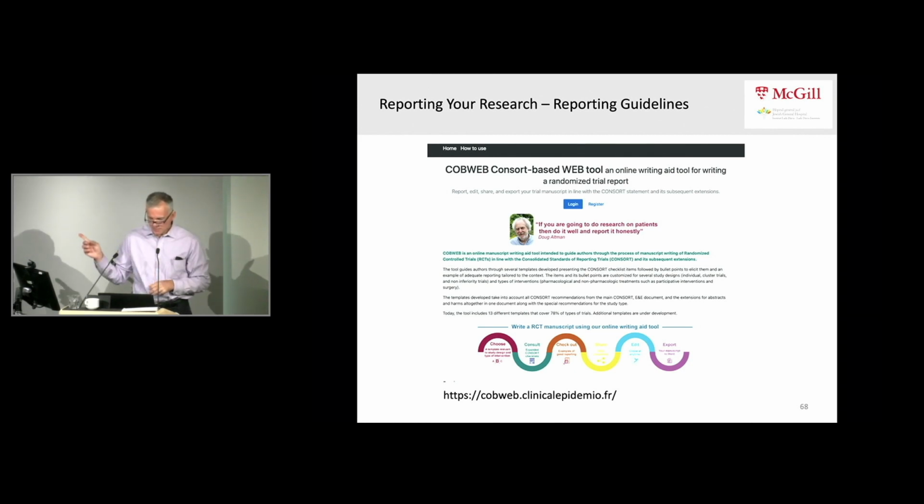This group, this is Isabelle and Philippe Ravaud from Paris. They set up this COBWEB. It's a nice thing to look at, and it amalgamates at least some of the reporting guidelines. So if you give them the basic characteristics, say it's a non-pharmacological clinical trial with a couple of things, they'll pull those together and give you one template to work with. It hasn't been updated as much as would be ideal, but you can look at that. It can be useful for figuring out what you want to be reporting.